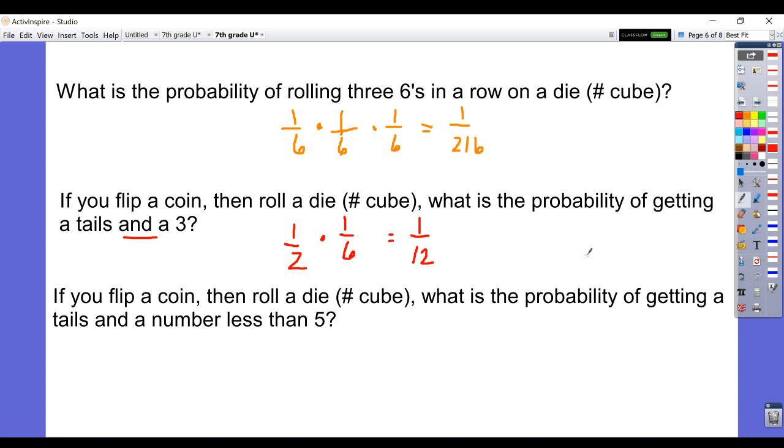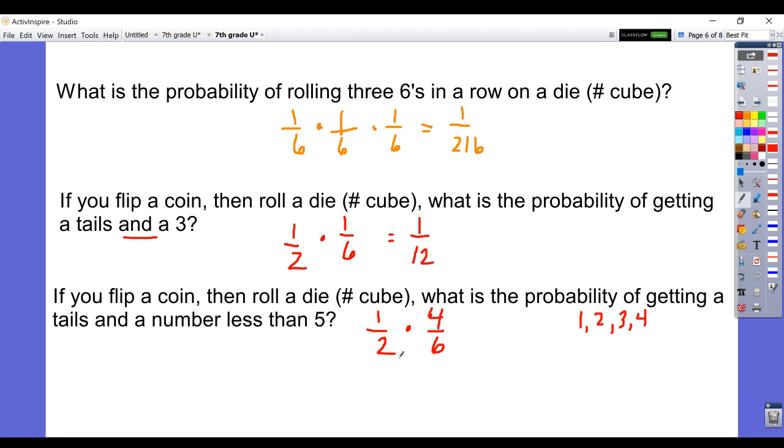If you flip a coin and then roll a number cube or die, what's the probability of getting a tails and a number less than 5? Well, probability of getting a tails is 1/2. Probability of getting a number less than 5. So what you want to do is think about how many numbers on a number cube are less than 5, which is 1, 2, 3, and 4. Those are all numbers less than 5 on a number cube. So that is 4 out of 6, or you could simplify that. But for now, we'll leave it as 4 out of 6 and simplify after.